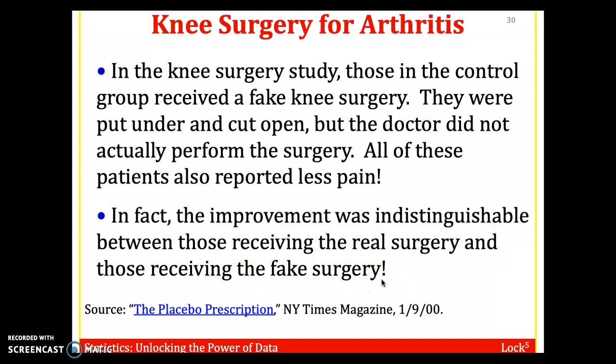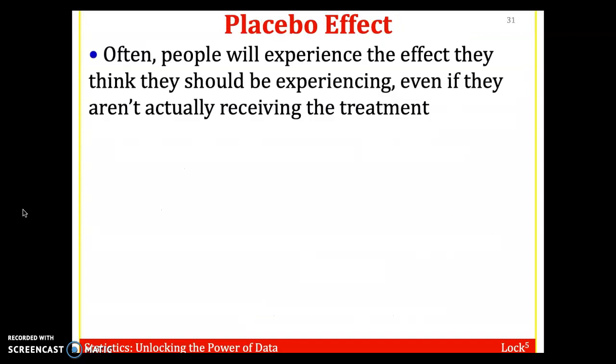All right, this is an example of the placebo effect. I put a link here that talks about the placebo effect, where you just think something's going to happen and then it does. The treatment actually doesn't have an effect; it's more of you thinking there's a treatment. So the placebo effect says people often experience the effect they think they should be experiencing, even if they aren't actually receiving the treatment.